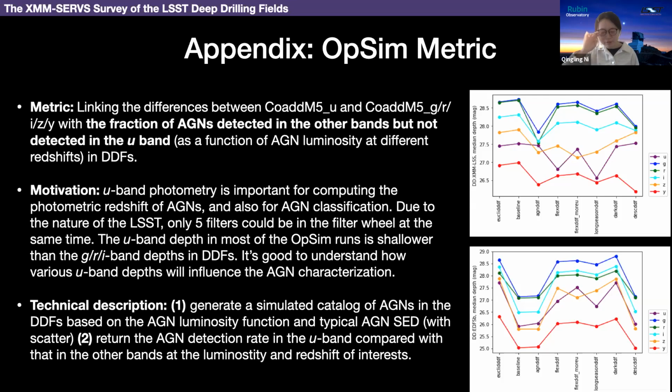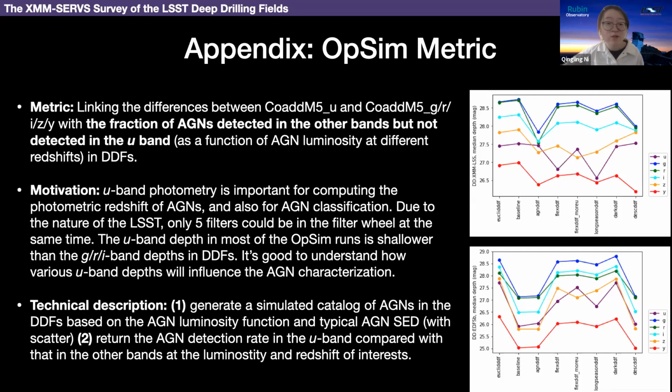Here, as required, I present the opsim matrix. This talk mainly focused on the X-ray coverage of these deep drilling fields. So my desired opsim matrix is just to evaluate whether different U-band depths in the deep drilling field could influence the characterization of, for example, photometric redshift of AGNs in the deep drilling fields.